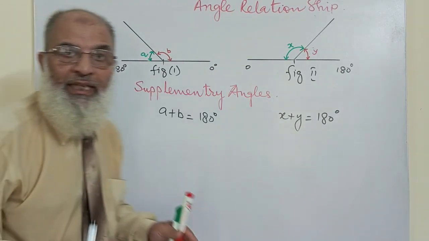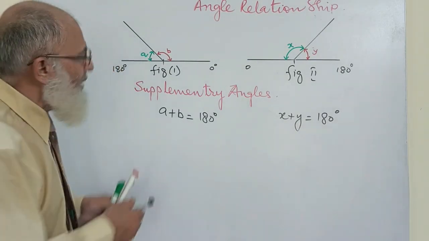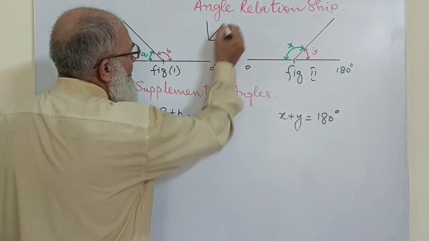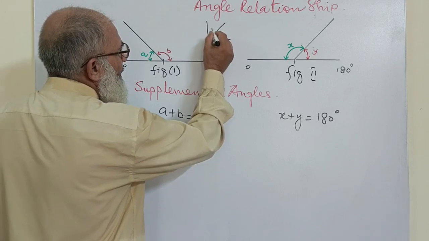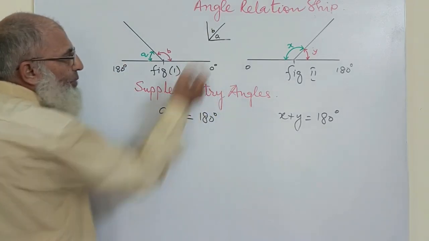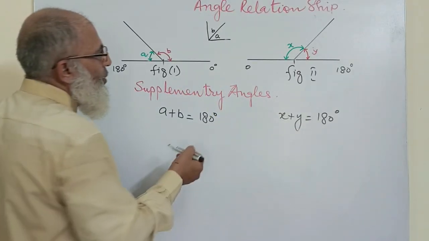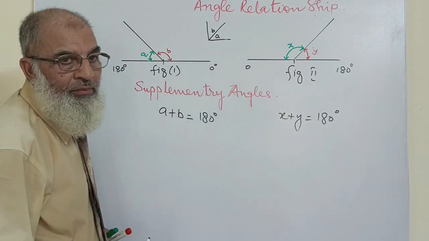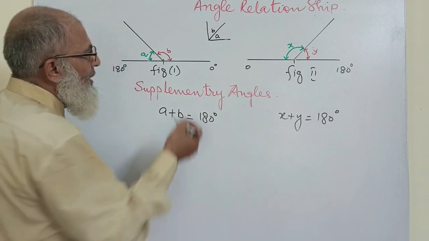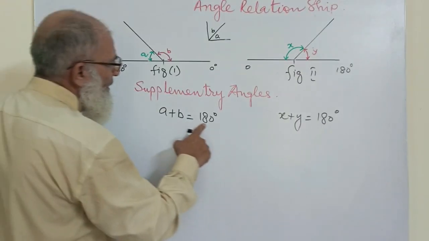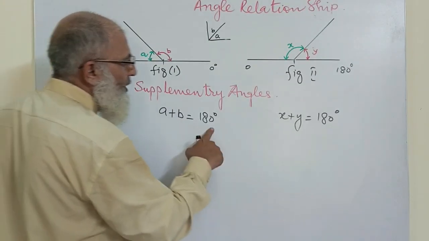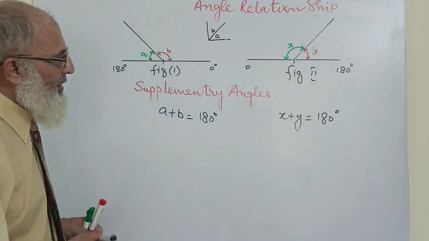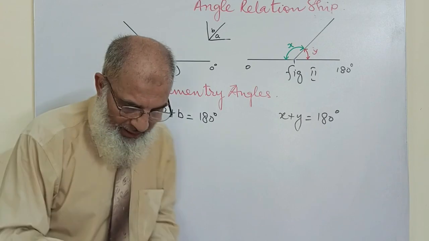Just a recap, what is a complementary angle? Complementary angle was like this, A and B. Now these A and B were complementary angles. When added together, they become 90 degree, and these are the supplementary angles. When added together, they come up with 180 degree. So these are called the supplementary angles.